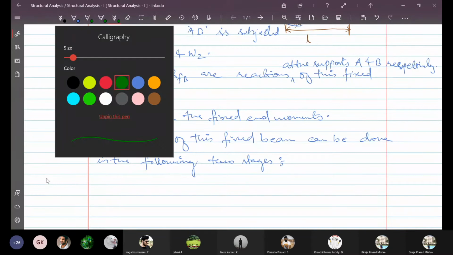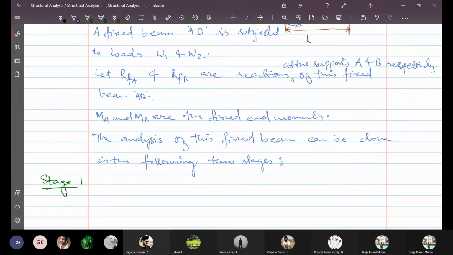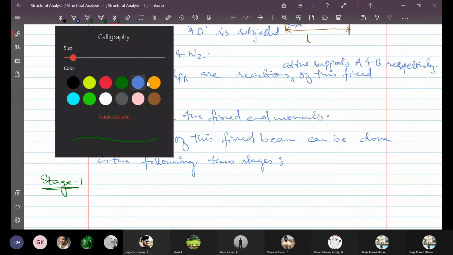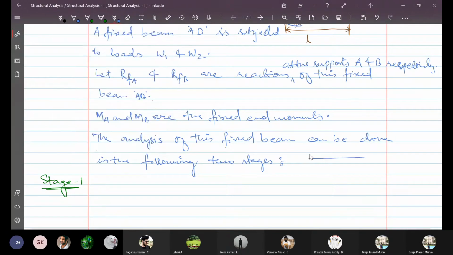Let us say we are talking about the stage 1. Now what is the stage 1? So let me draw the fixed beam again here. Okay, so this fixed beam having the loads, this is W1, this is W2 again, this is A, this is B. Okay, and the overall length of this beam is, let's say, L.